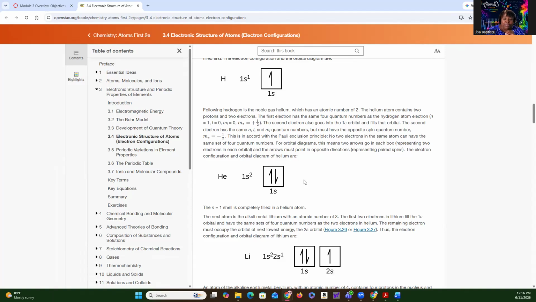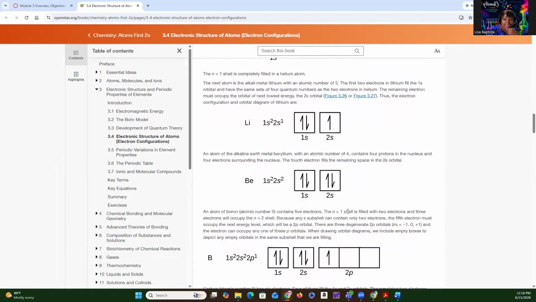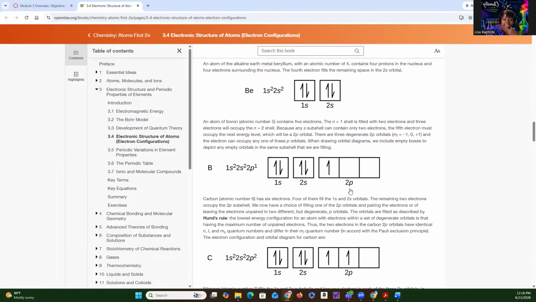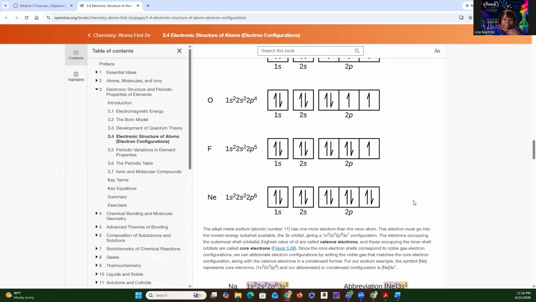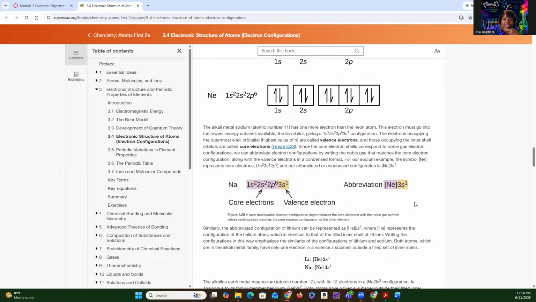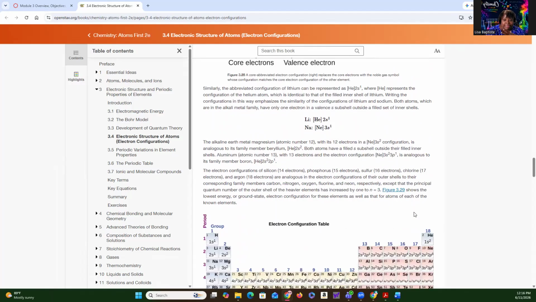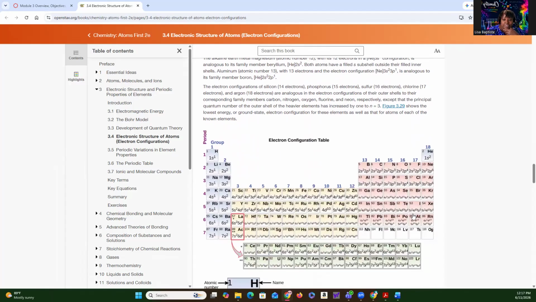That's not something that we go over in this class, but I just wanted to let you know as you're reading through this to have a better understanding of what that represents. Then if we look at 2p, 2p has three orbitals for a total of 6 electrons. Remember, each orbital can hold 2 electrons, all right? And so this goes through examples of each of the first 10 elements. So you can look at that and see those correlations.